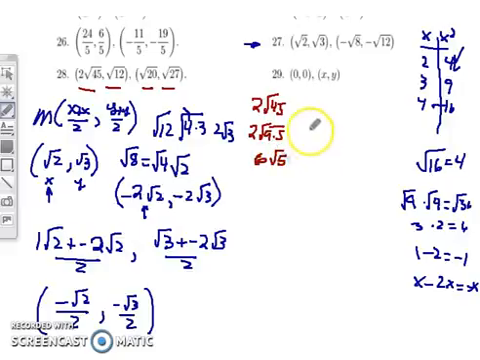Radical 5. Or let's do the next one, radical 12. We already did radical 12. That's just 2 radical 3. Now let's look over here at the second ordered pair, radical 20. Remember, that's 4 times 5. Radical 4 really is just 2, so that's 2 radical 5.